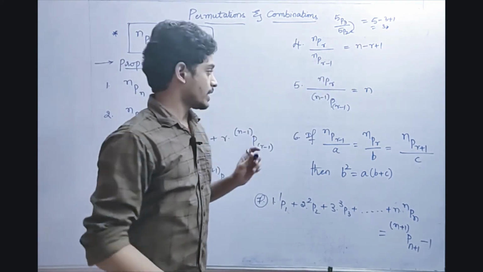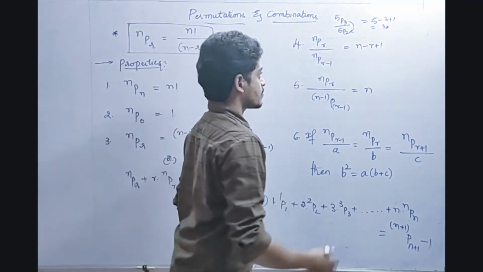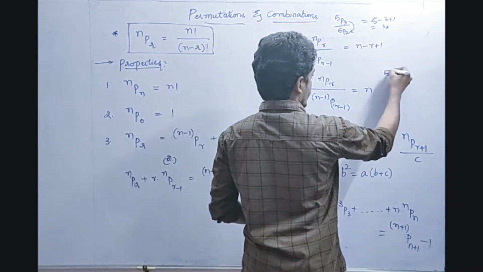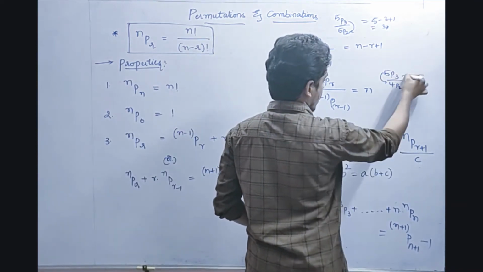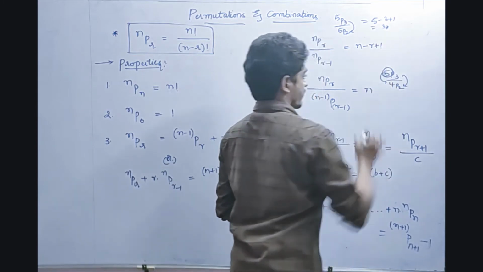Directly apply this rule. Next one, nPr by (n minus 1)P(r minus 1). Here what he is saying, 5P3 by 4P2. This is also reduced and this is also reduced. Then the answer will be 5.